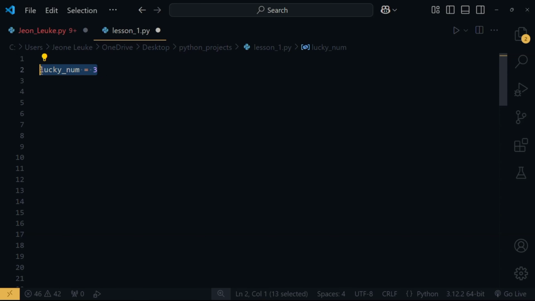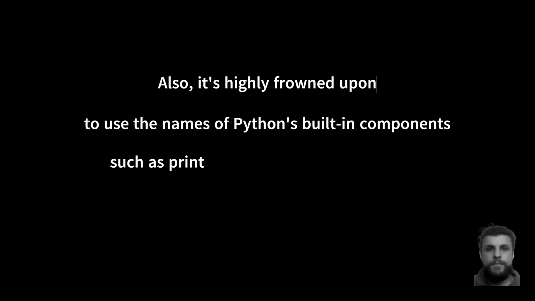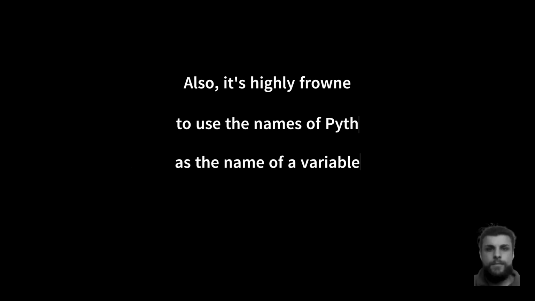And this is what one of these conventions is about: making variables shorter, self-explanatory, and descriptive. This variable takes less space, which often improves readability. And it is still descriptive because you can still tell that num stands for number. Also, it's highly frowned upon to use the names of Python's built-in components, such as print, from our print function, as the name of a variable.